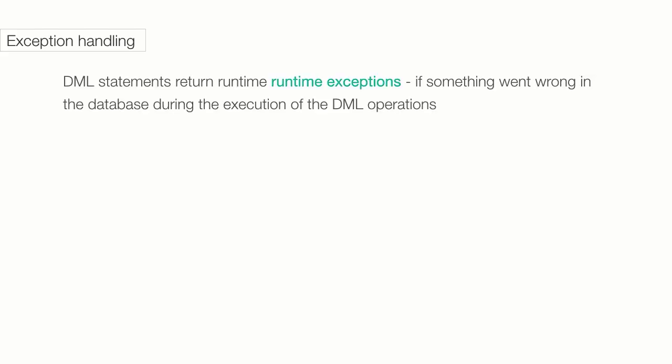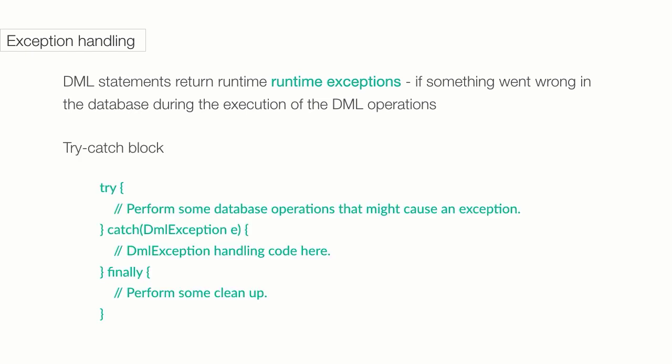When we execute DML statements, they return runtime exceptions if something went wrong. We can handle the exceptions in our code by wrapping the DML statements within a try-catch block. The syntax of a try-catch block looks like this.